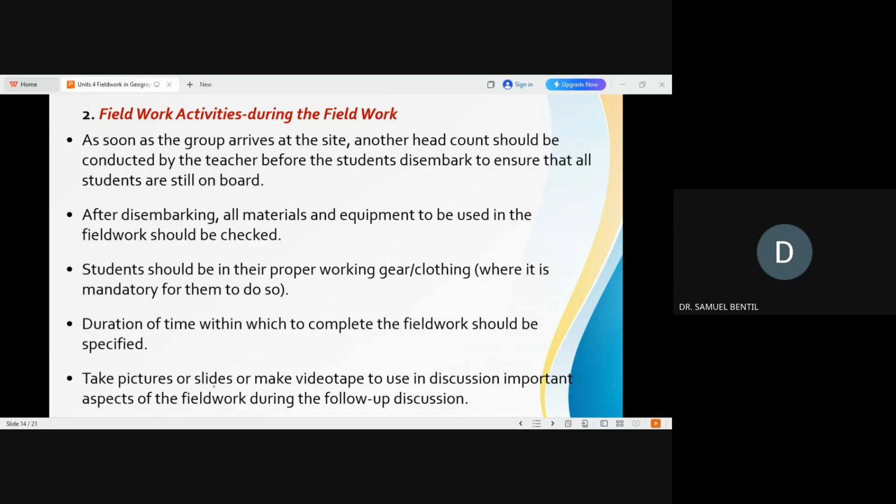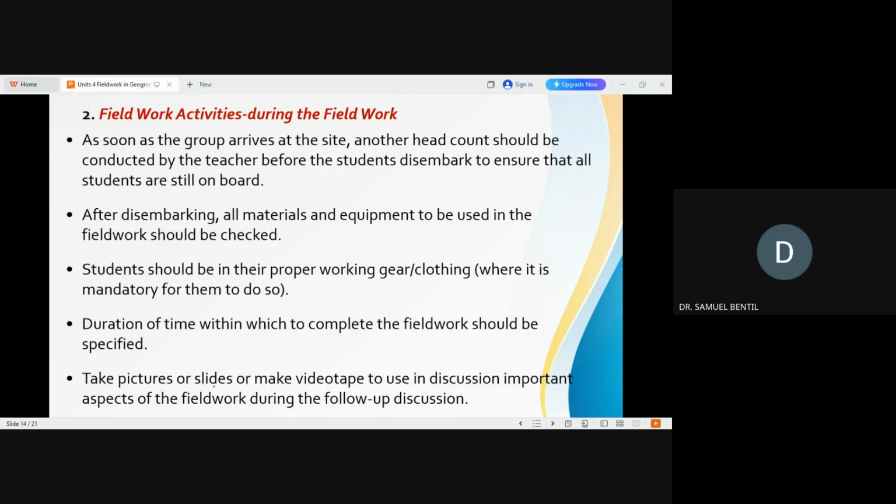After disembarking, all materials and equipment to be used in the fieldwork should be checked to see that they are intact and all the required equipment needed are available. Students should be in their proper working gear and clothing, where it is mandatory for them to do so, depending on the trip. There are some manufacturing areas where you have to put on protective gear, your reflectors, your helmet, your Wellington boots, and those things. There are areas too where you may not need those things. So depending on where you are going and the rules of the place, you must let your people comply.